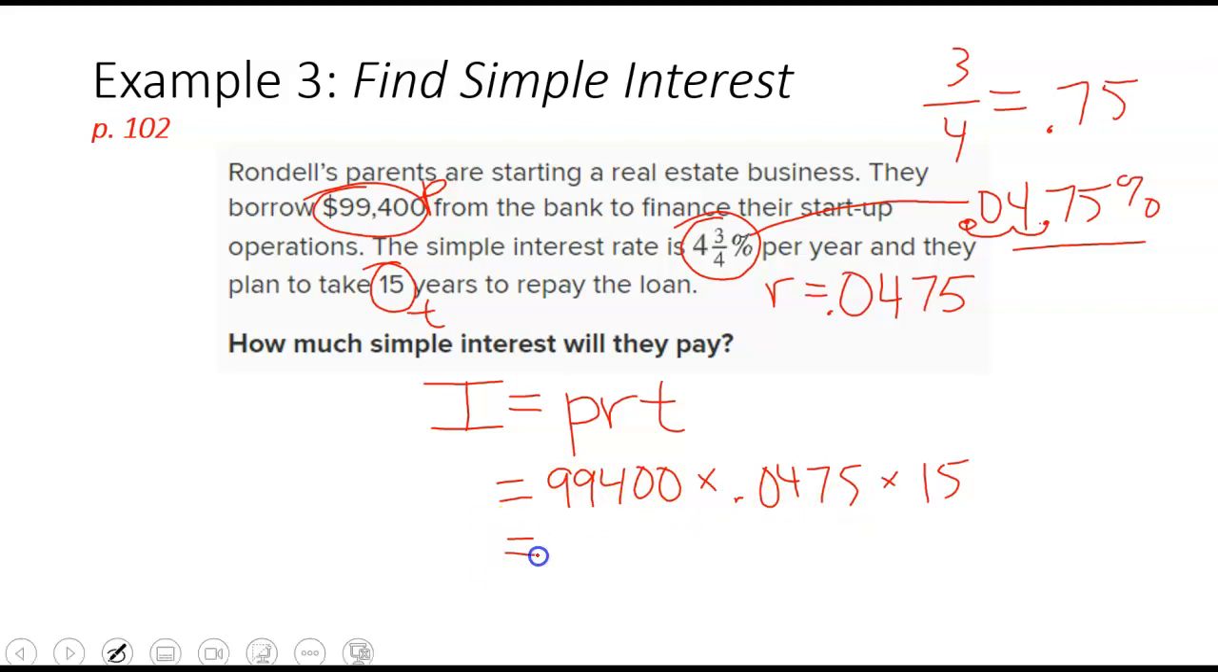And if we multiply all that out, we get $70,822.50. So they took out this much money from the bank, and they're paying almost over $70,000 in interest. So interest is a lot. When you take out loans and you have to pay it back with interest, we're paying back not only the amount you borrowed, but $70,000 on top of that just in interest.